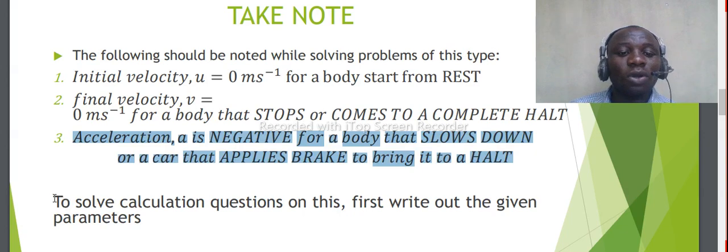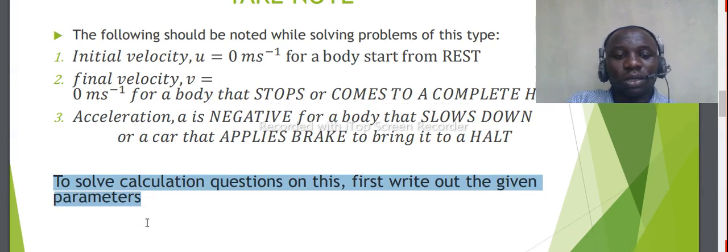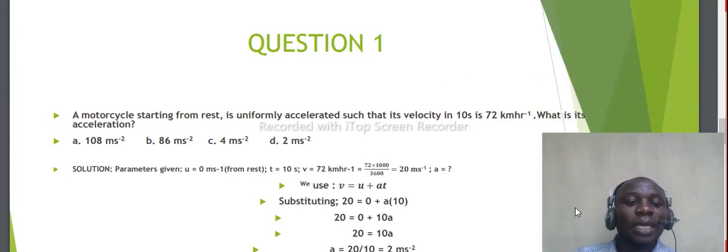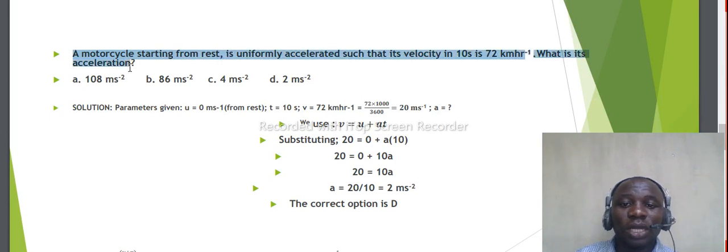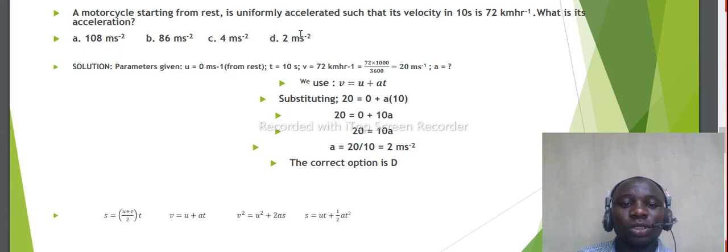To solve calculation questions on this, we first write out the parameters. So let's see that with this example we want to solve now. So we have our question here. The question says, a motorcycle starting from rest is uniformly accelerated such that its velocity in 10 seconds is 72 kilometer per hour. What is its acceleration? So we have our options there: A, 108 meter per second squared; option B, 86 meter per second squared; option C, 4 meter per second squared; option D, 2 meter per second squared.